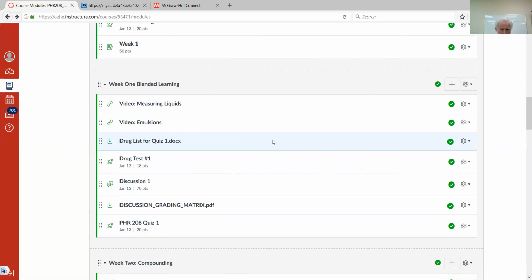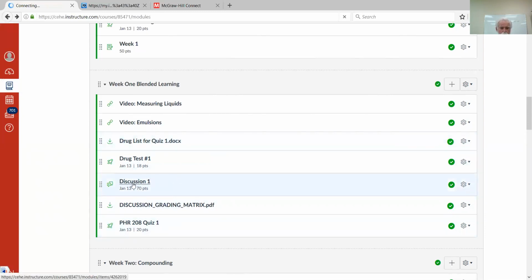We have a drug list that you should study each week for the drug quiz. You're going to have a small drug test each week. This is really to start you understanding that we need to learn about drugs. When somebody comes in and asks a question about, say, Seroquel, you need to be able to answer their question very quickly. So we want you to start doing that.